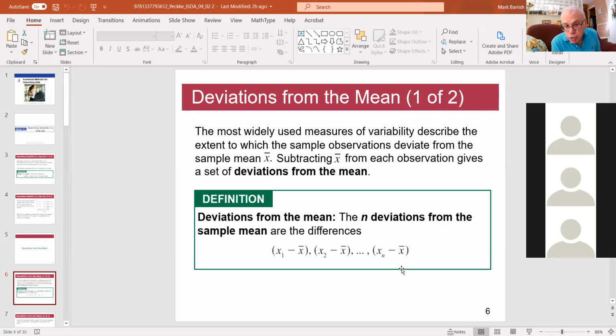Can somebody tell me what would be 0 variability in a data set? Can you explain in words what that would be? Anybody know? 0 variability. What does that mean?